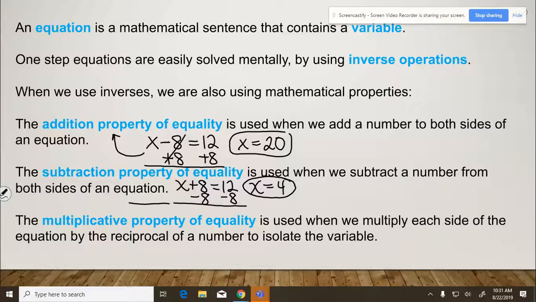And then one more is the multiplicative property of equality. And that's when we multiply each side of the equation by the reciprocal of a number to isolate the variable. Okay, so similarly, say we have something like 2x equals 18. To solve this equation, I would divide by 2. That's what you guys are used to. You can divide by 2, but dividing by 2 is the same as multiplying by 1/2, which is the reciprocal of 2. So x equals 9. So we're going to be taking a look at all these properties and solving some very basic one-step equations to start.